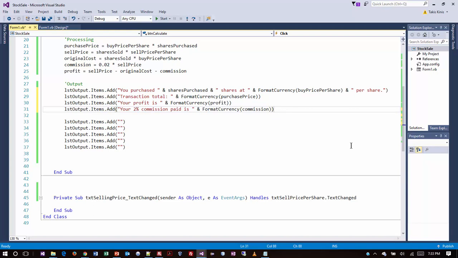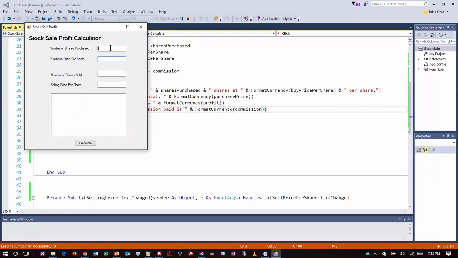I want to see what it looks like. Save all, start, same numbers, 10, 10, 5, and 20. Hit calculate, and look at that. You put that format currency in there, and it takes your output and puts it in dollar format. Looks much nicer, right?